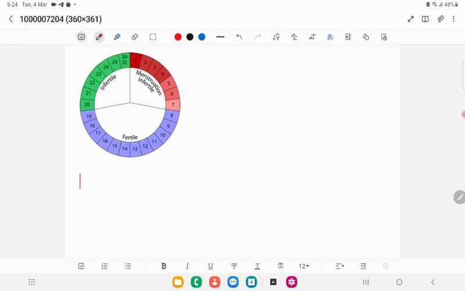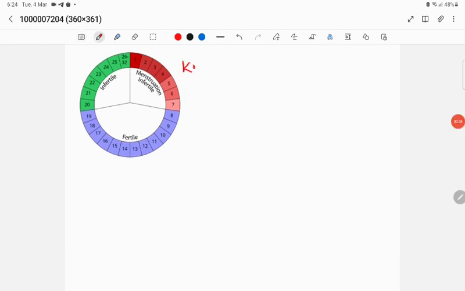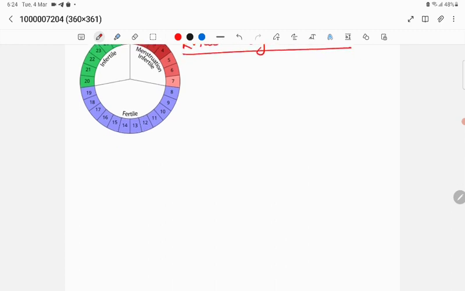Today we'll talk about the Knaus-Ogino method. What is that method? The Knaus-Ogino method is used to determine the safe period and the fertile period, to determine the safe period during contraception. That is the safe period.